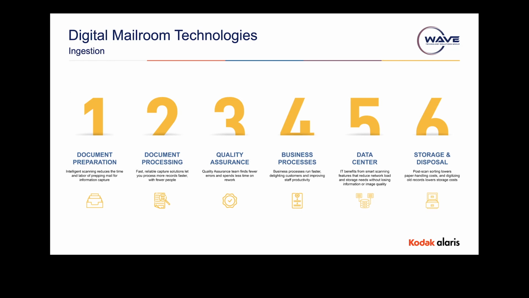I'm going to talk about six different steps of the process. The first one is document preparation. Intelligent Job Separation allows you to configure job settings using patch sheets, thus saving you time on your job setup.